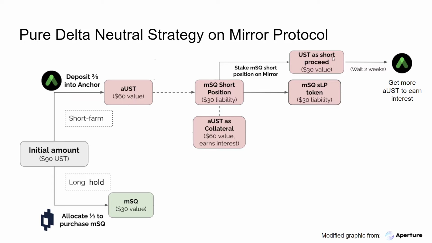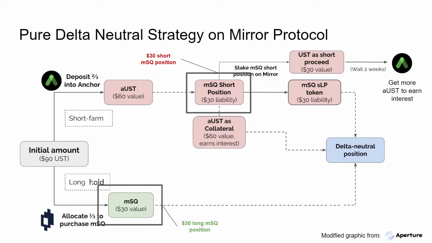I have to wait 2 weeks before getting this UST back, and once I get it back, I can deposit it on Anchor to earn even more interest. So effectively, I have $90 worth of UST on Anchor accruing interest. Now finally, this completes the pure delta neutral strategy on the Mirror Protocol. In the long position, all I'm doing is just holding $30 worth of M Square.